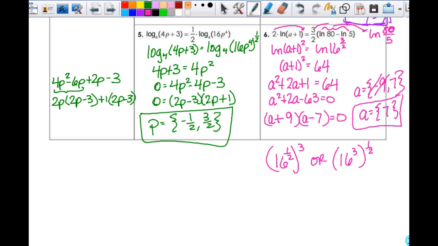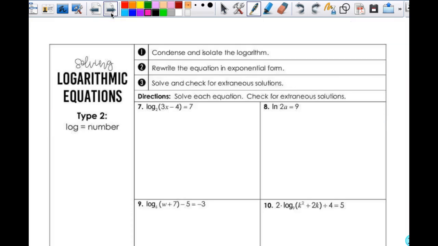You just mark it out. You've got to show that you found it, and you just mark it out, and you box the other one. Okay, everybody good? So that's what happens if you have a log on both sides. You won't always have a log on both sides, so let's look at what we do with that.